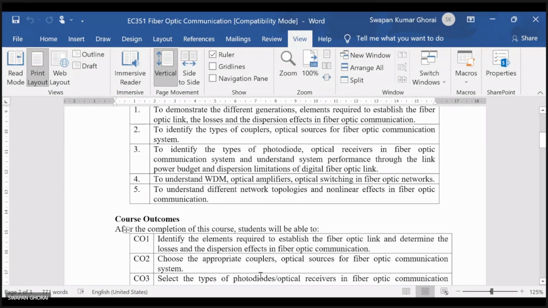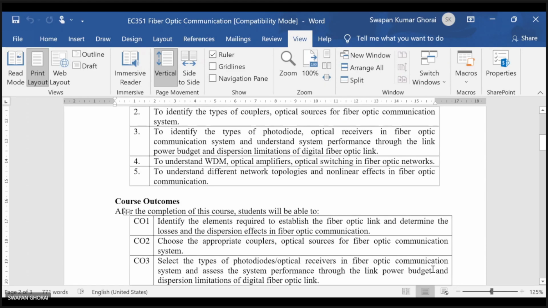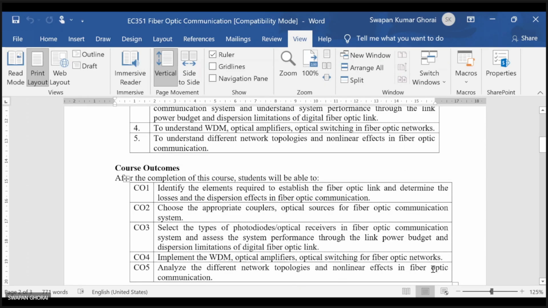The next outcome is that you can choose appropriate couplers or optical sources for your systems. Suppose a particular bitrate system, such as a 5G system, is implemented; then for that system you can choose the typical couplers or typical sources depending upon the requirement. The third outcome is similar.